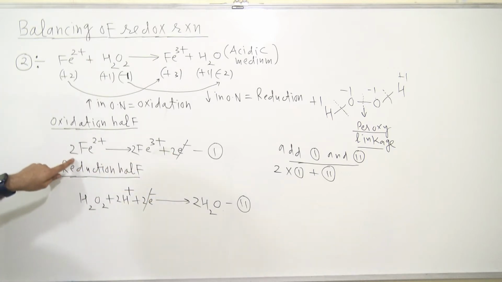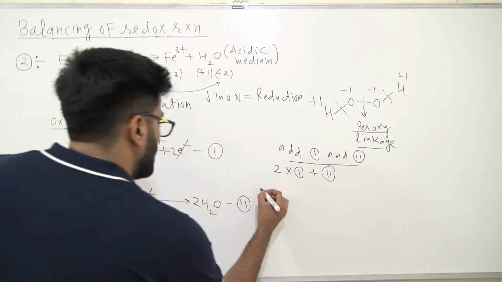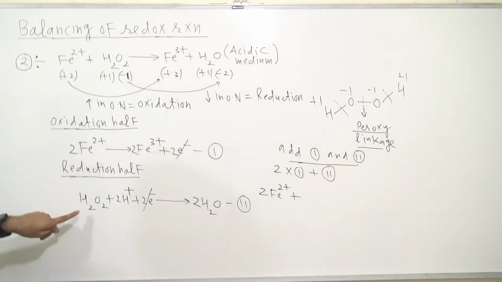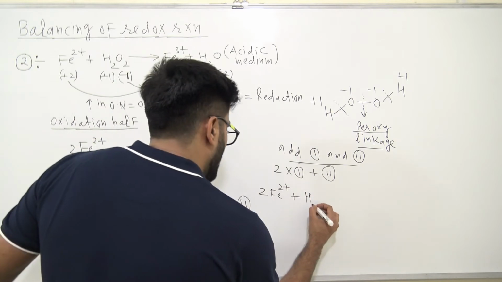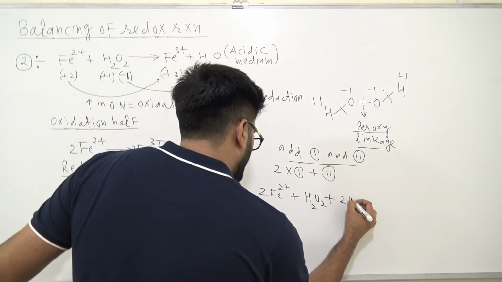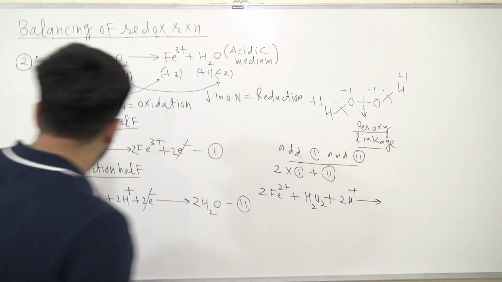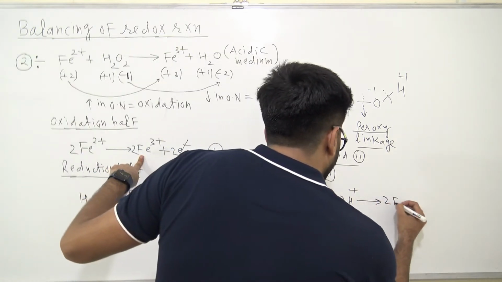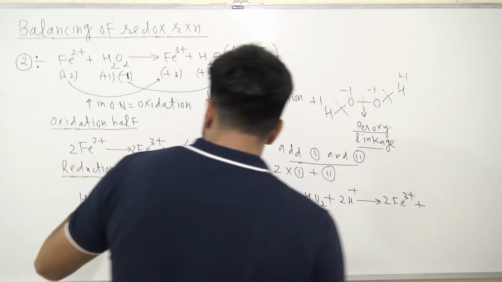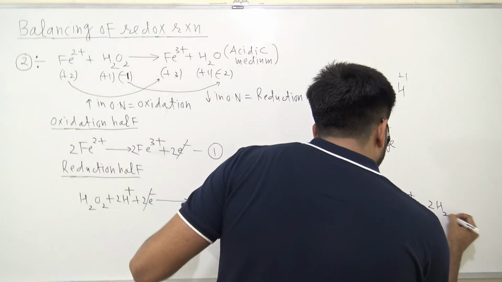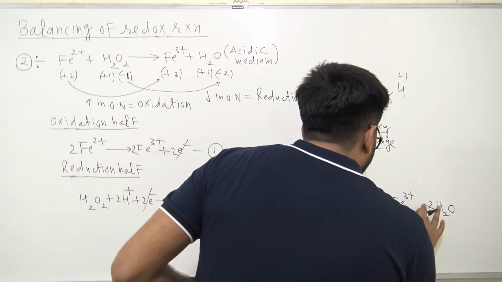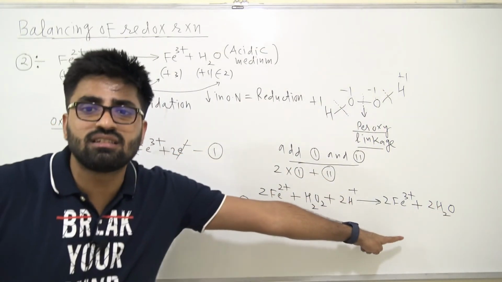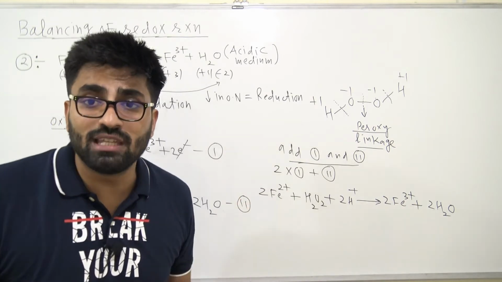Now what are we left with? I'm writing 2Fe2+ plus H2O2 plus 2H+ gives 2Fe3+ plus 2H2O. This is my final balanced redox reaction. Now you may say, sir, check whether it is balanced or not.